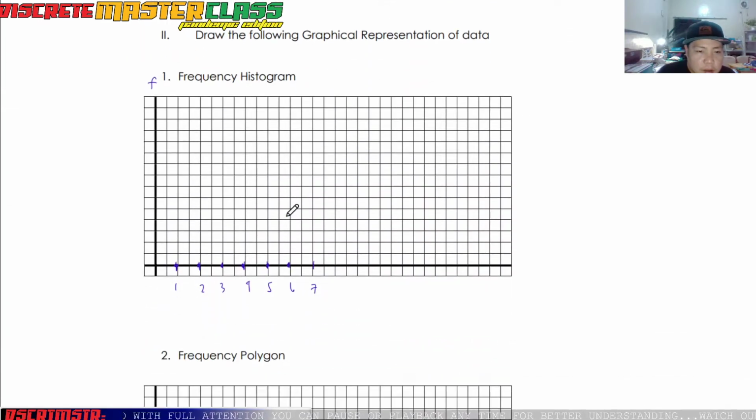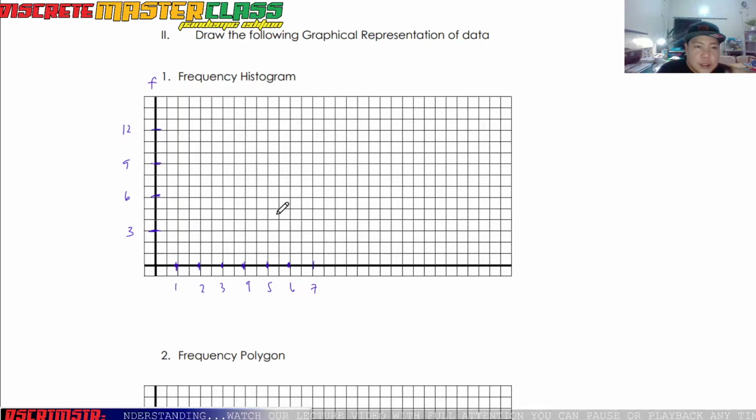Hatiin natin ito ng tatlo. So, this is 3, this is 6, 9, and this is 12. Okay? You can label it 1, 2, 3, and so on. Kaya lang, medyo maliit yung aking graph. So, okay na yan. By 3 na lang. Okay.